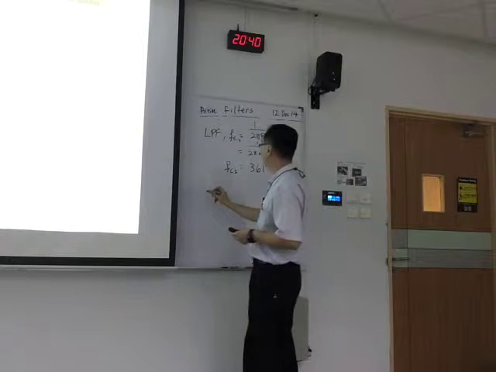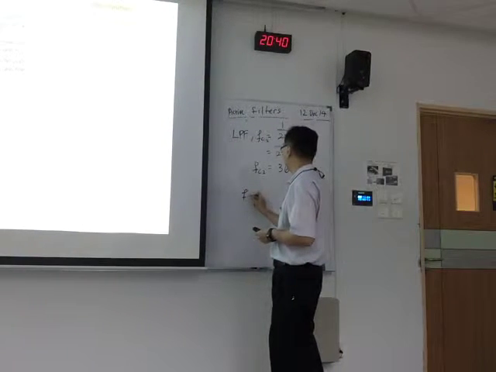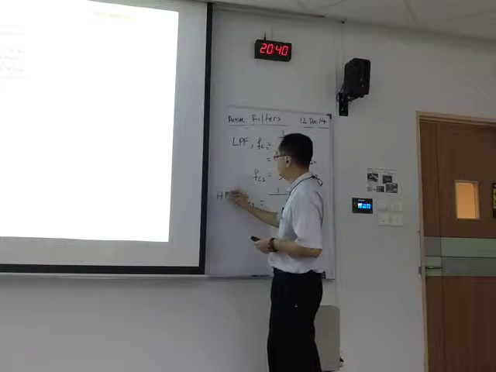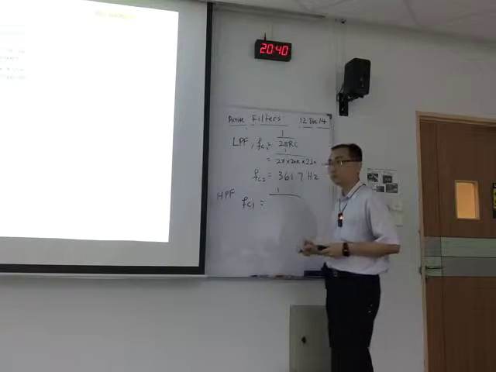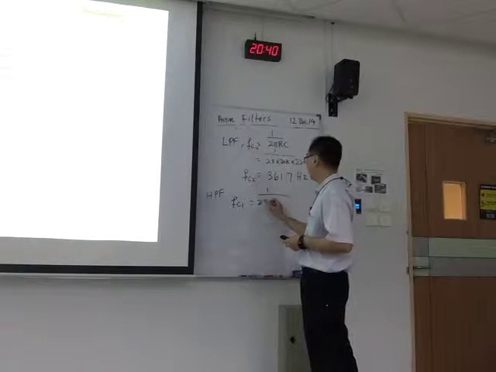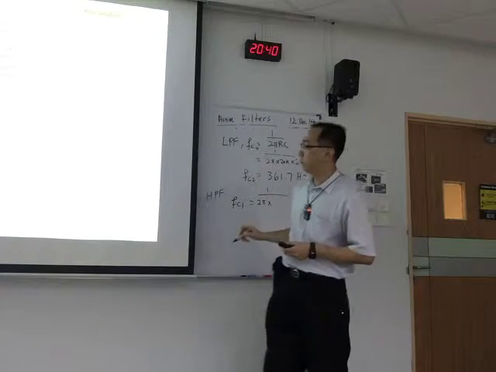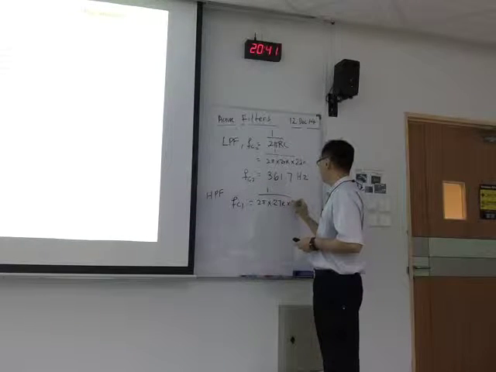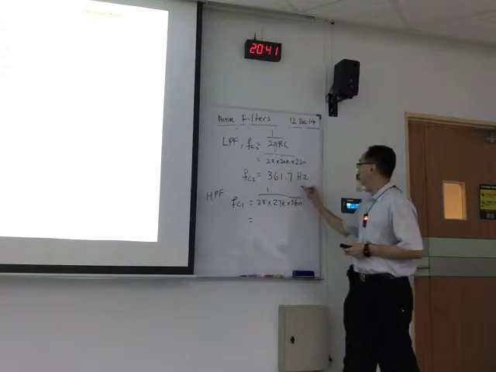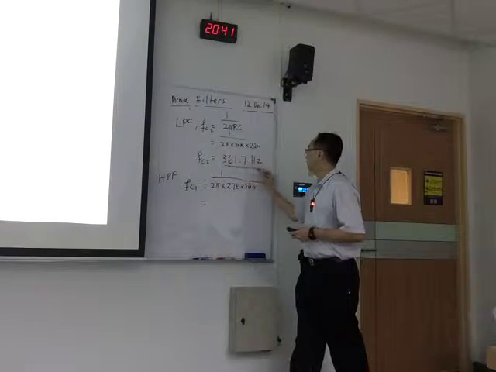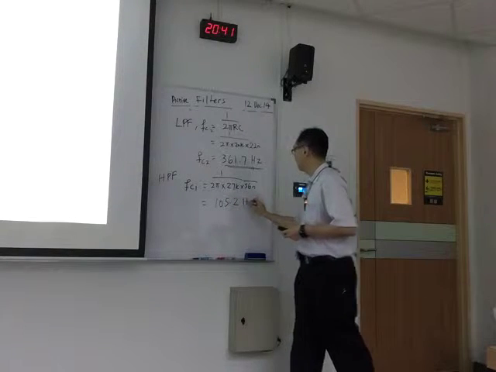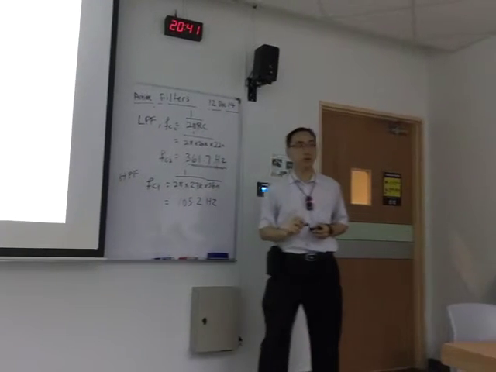Okay, how about the FC1, I mean, the other one. 1 over 2 pi RC for the high pass. So 1 over 2 pi times R, right? 27K times 56 nano. So can somebody help me? 105.2. Okay, thank you very much. 105.2 hertz. Okay, you all got it?